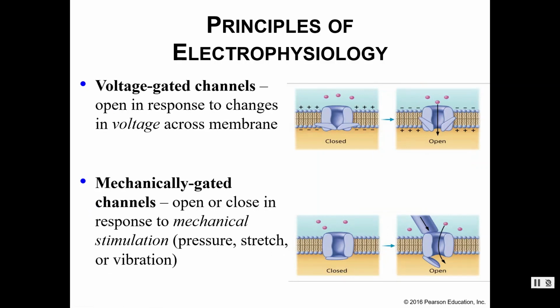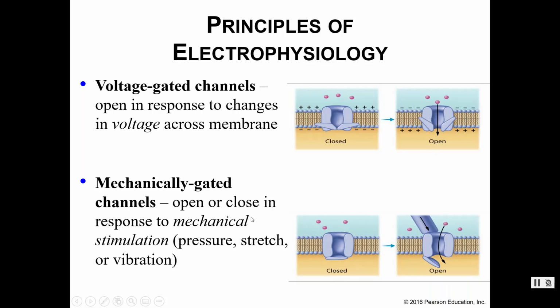Voltage-gated channels we're also familiar with. You know that these open and close in response to changes in voltage across the membrane. We have talked about voltage-gated sodium channels being activated, inactivated, and at rest. So you already know that if we change the membrane potential, this can cause our channel to open. And if the membrane potential goes back to rest, then this gate would close and ions would no longer be able to pass through.